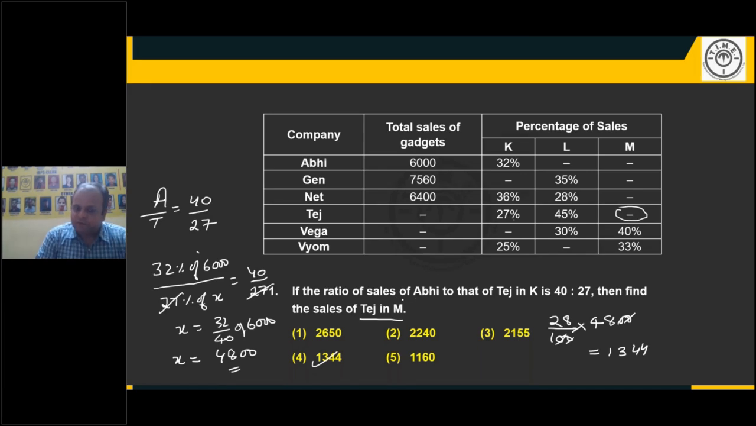So here the total sales of Tej wasn't given, so we computed the sales of Tej, which was 4,800 according to this question. Then in village M, the percentage has not been provided, but we have been given that K and L together is 72%. Then obviously village M will have 28% of the sales. So 28% of this 4,800 will give us the value that is required, that is 1344.